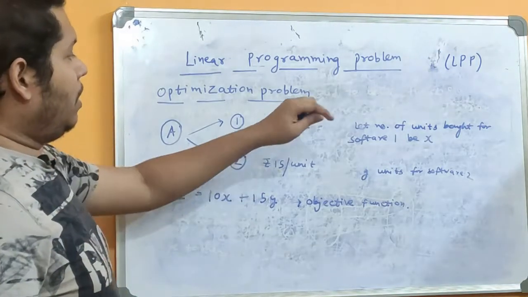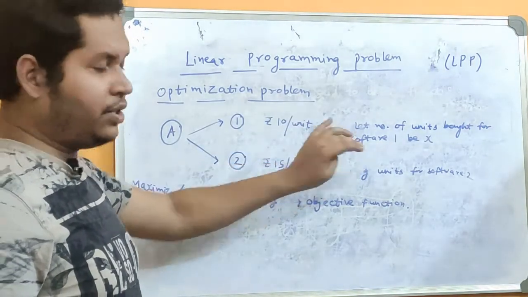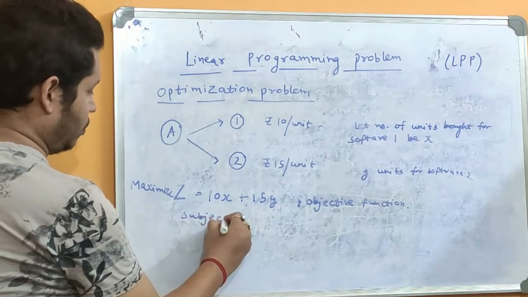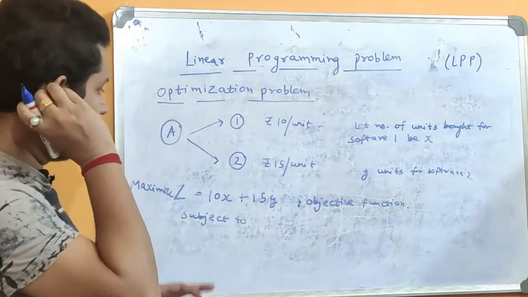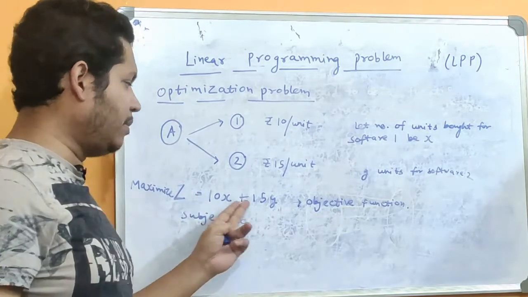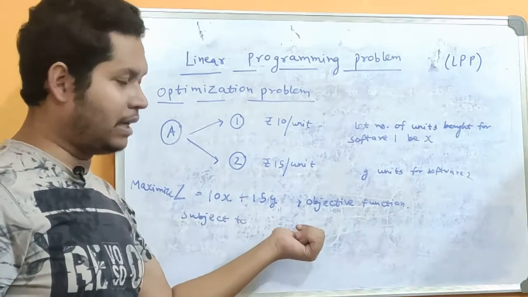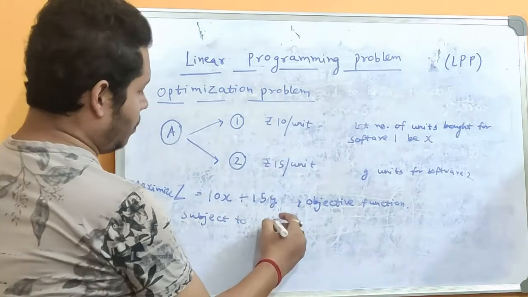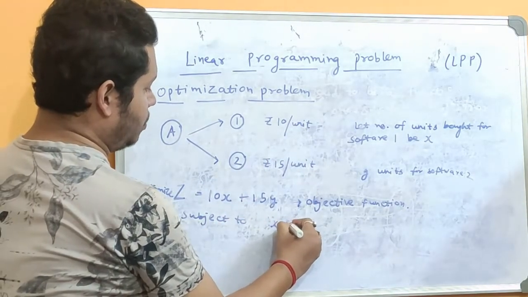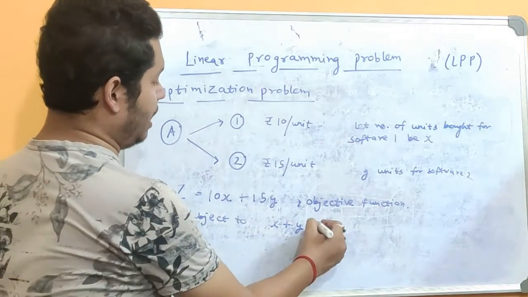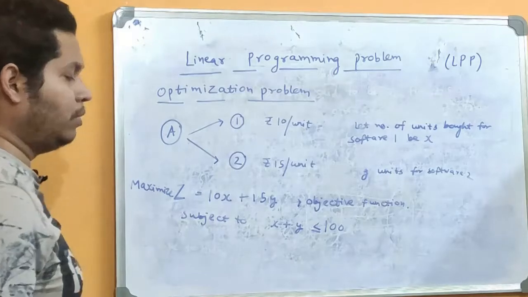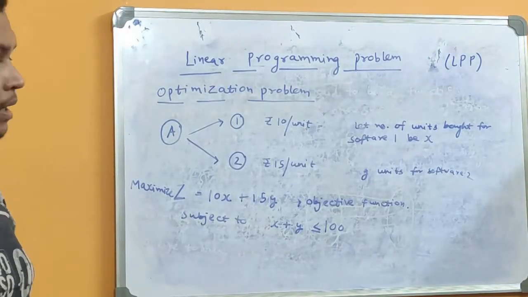Now, as I told, there is a condition here. So we write subject to. Subject to means obviously we have to maximize, but there are a few conditions that we also have to take into consideration. Like, as I told, the number of units in total he will buy cannot be more than 100. So x plus y should be less than or equal to 100. This is the condition.